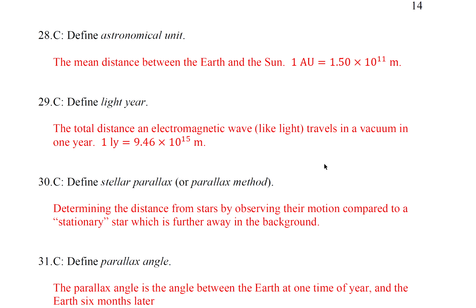Question 25. Define astronomical unit. The mean distance between the Earth and the Sun. So one astronomical unit is 1.5 times 10 to the 11 meters.